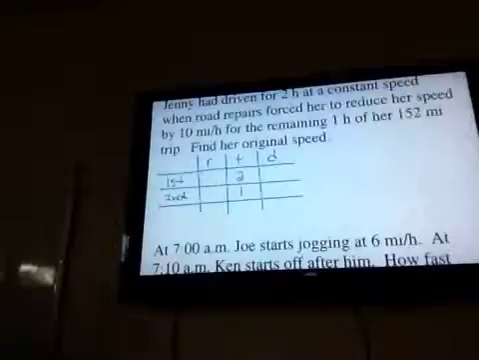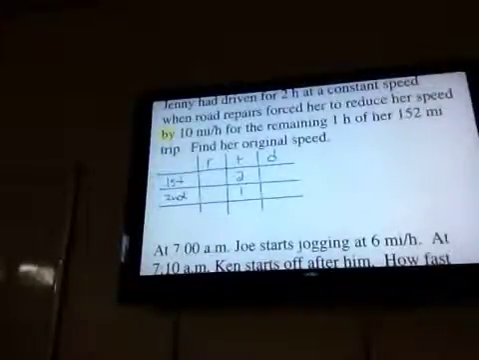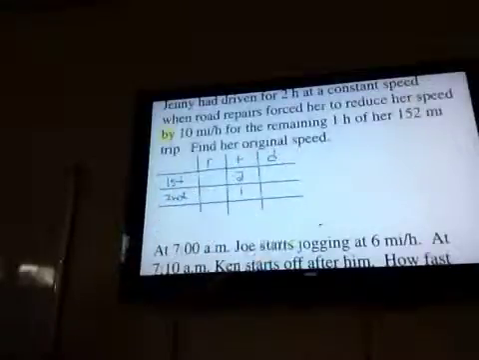Now, there's a really important word in this question. Two little letters that make such a difference. It doesn't say it forced her to reduce her speed to 10 miles per hour, but by 10 miles per hour. So there are questions that say reduce it to. So pay attention to the word. They're looking for her original speed. We don't know that. That's what we're looking for.